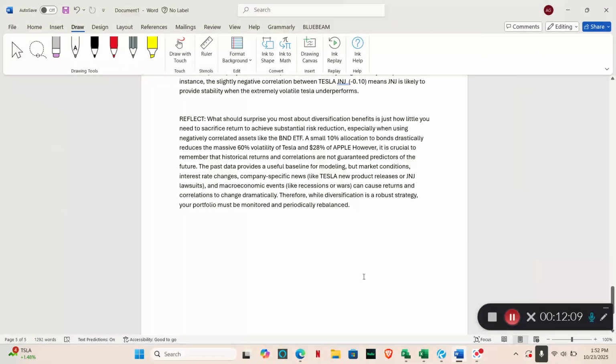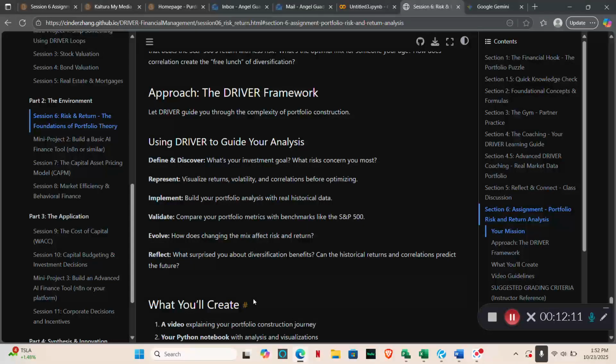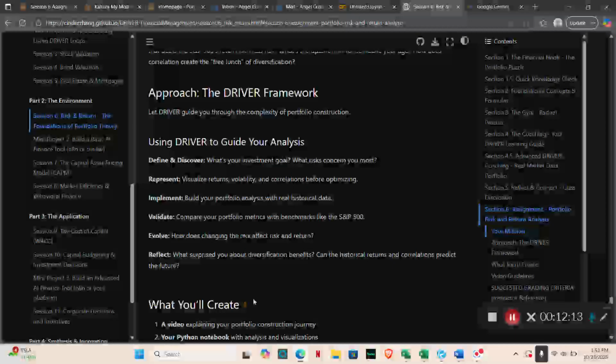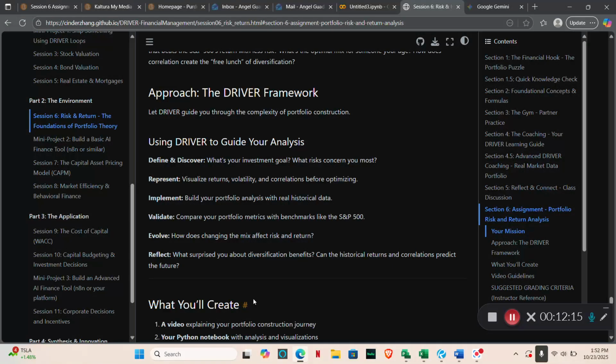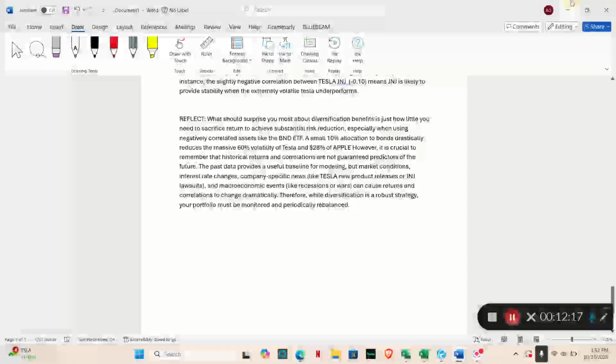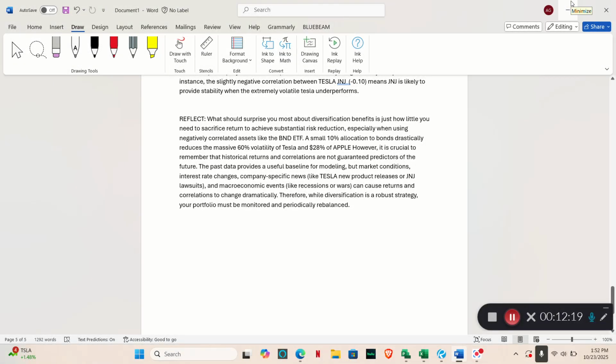In order to reflect on this, what surprised us about the diversification benefits, and can the historical returns and correlations predict the future? What should surprise us most about the diversification benefits is just how little you need to sacrifice return to achieve substantial risk reduction, especially when using negatively correlated assets like the B&D ETF. A small 10% allocation to bonds drastically reduces the massive 60% volatility of Tesla and 28% of Apple.